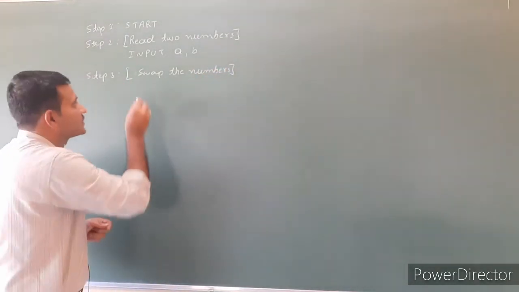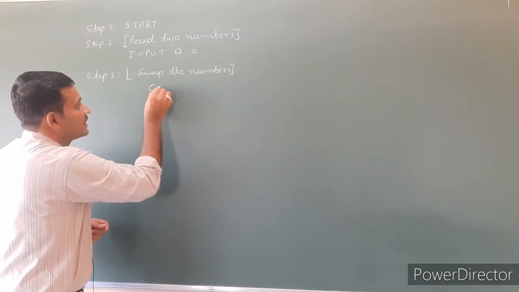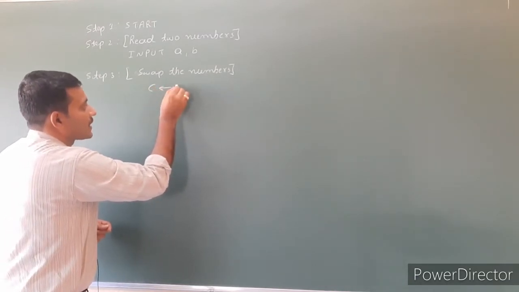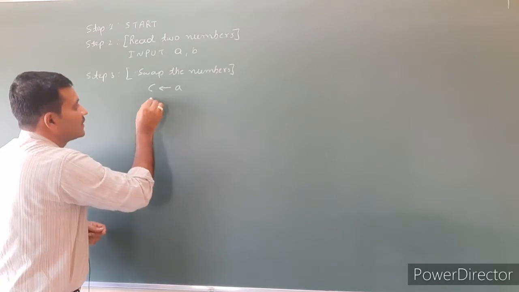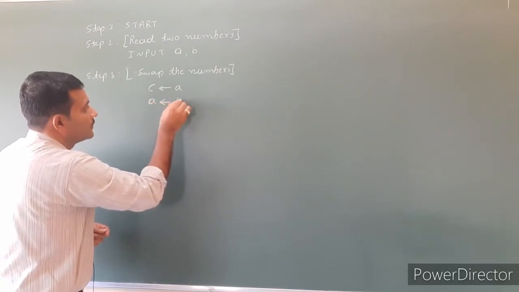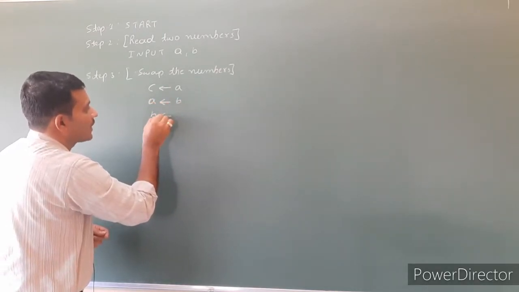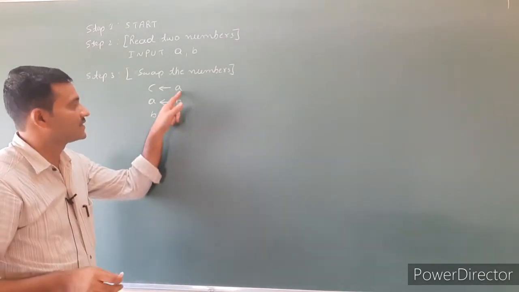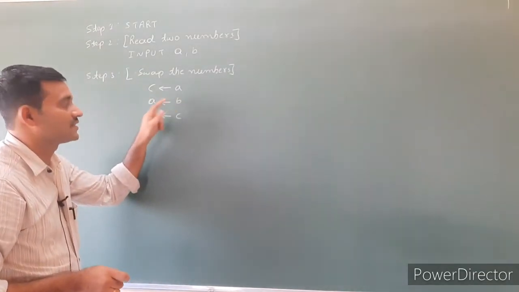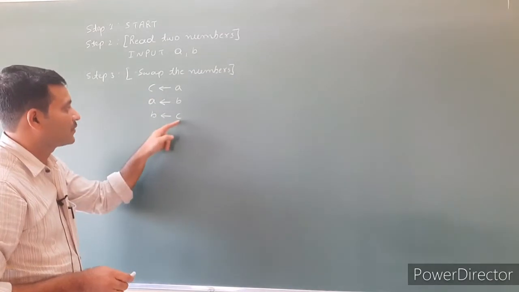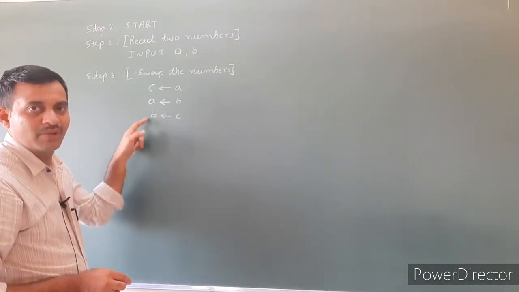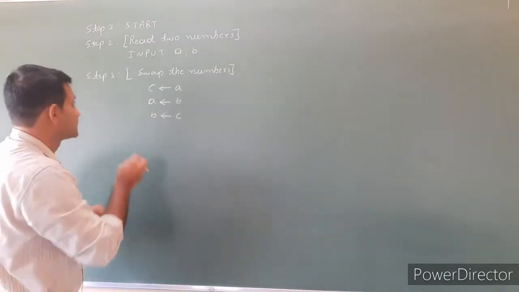For this, we use temporary variable c, which is equal to a, that is c back arrow a, then a back arrow b, then b back arrow c. That is, the value of a is assigned to c, then the value of b is assigned to a, then again we have to assign the c value to b. That is the main logic to swap two numbers.